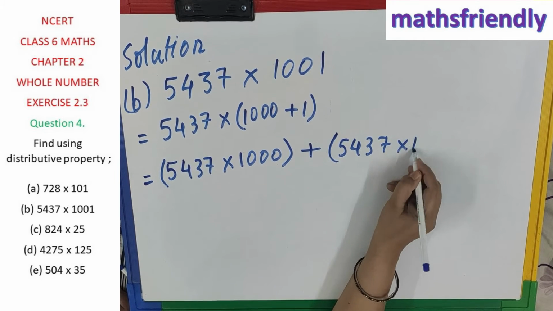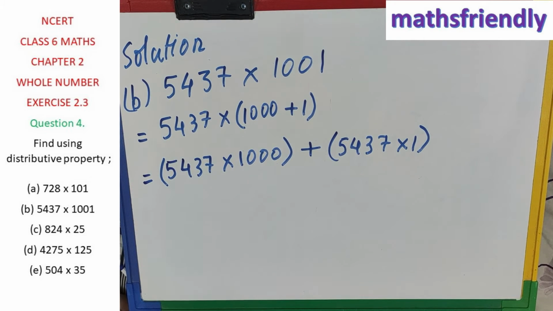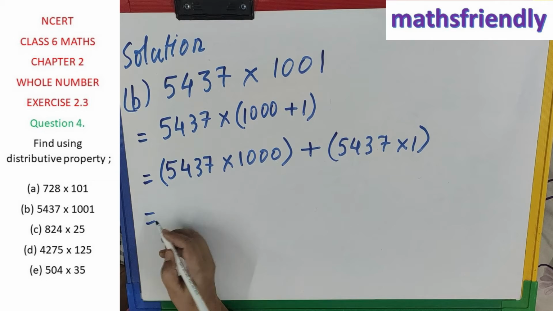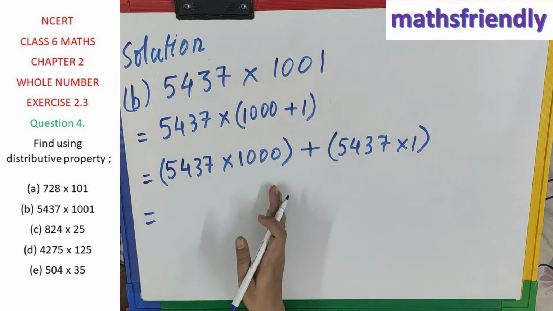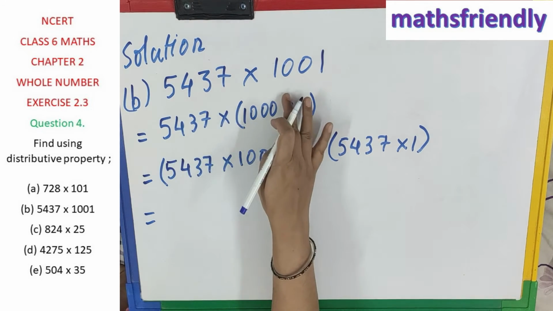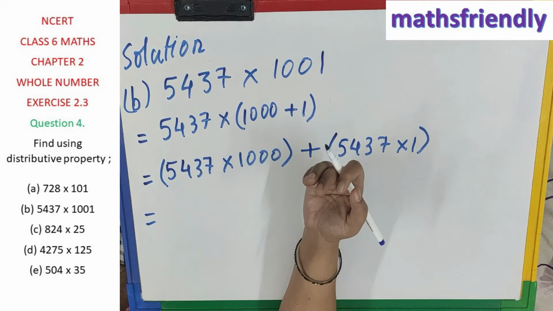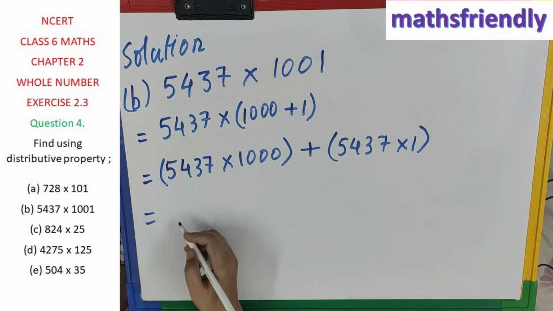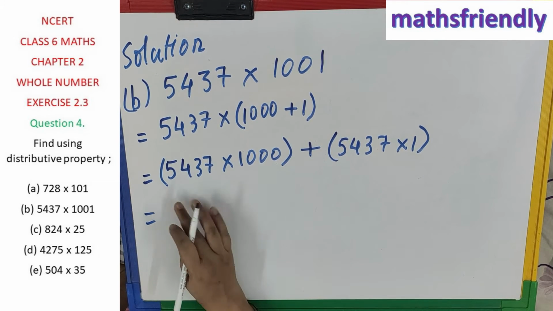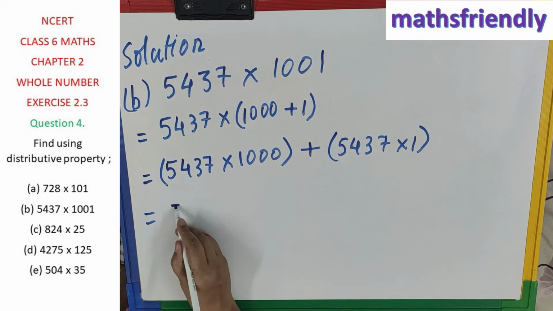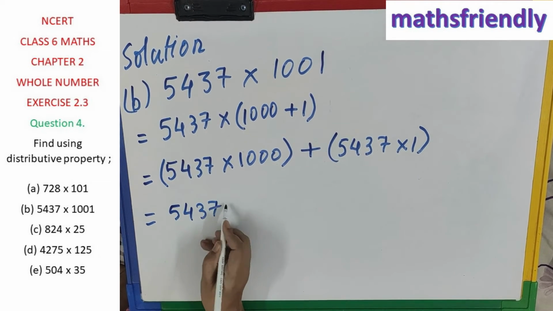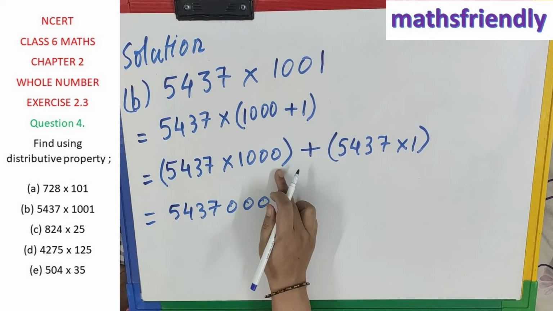5437 multiplied by 1 and taken in a bracket. So now this multiplication becomes very easy. Otherwise, if we would have multiplied this number with this, it would be a lengthy, time-taking process. So now if we multiply this by this, what will we get? We have to write this number and the number of zeros there.